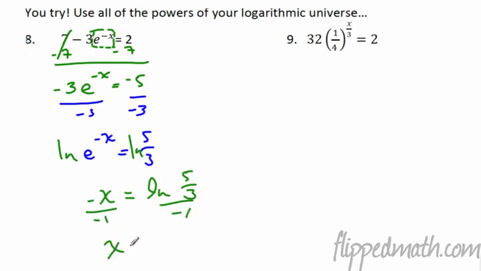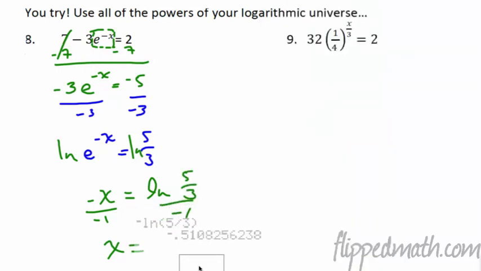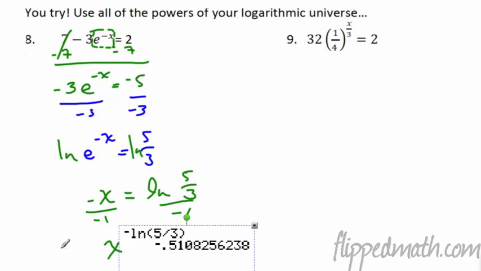All right, now I can break out the calculator. This is basically the same as negative natural log of 5/3. So that's what I have in the calculator here. It's going to give us, what does x equal? Negative 0.5108. We'll go out 4 places, as I said before.